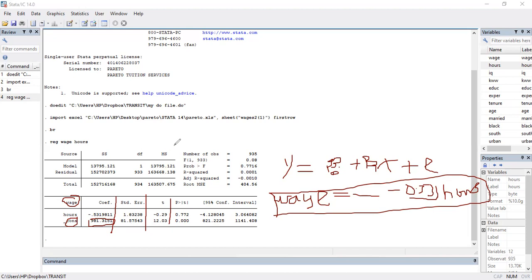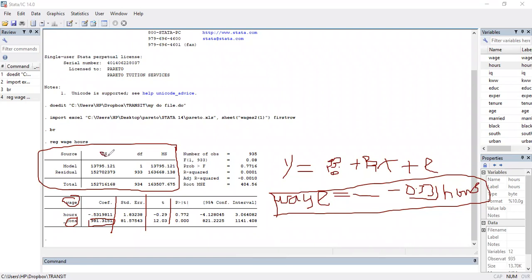Now, this side is the ANOVA. Here, remember, you were asked to find the regression sum of squares, the error sum of squares, and then the total sum of squares. I'm sure you remember. Yes. Good. Now we can easily get it from Stata.